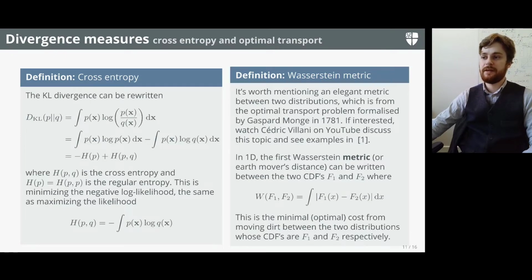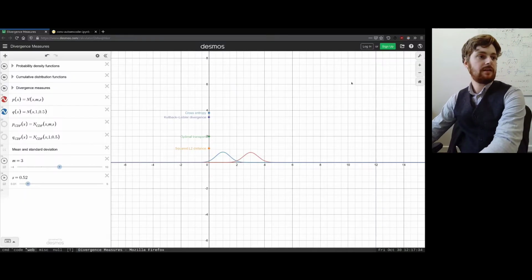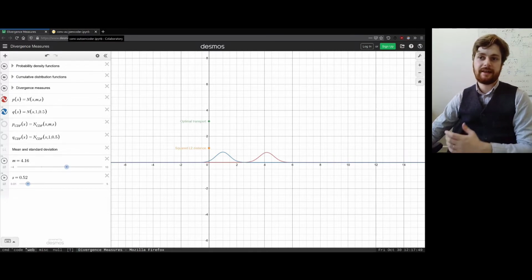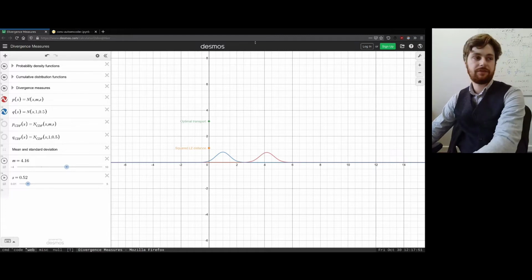Yet it has several intricate but very elegant geometric characteristics that are beyond the scope of this module. In the Desmos example, I've coded it here, and you can see how the optimal transport moves very elegantly as we move the mu parameter. But again, it's not really trivial to do it in higher dimensions.